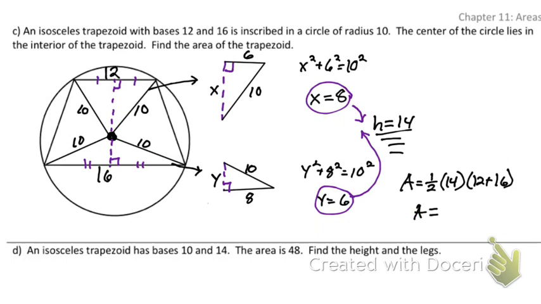Grant, do you have a question or the answer? Answer. All right, what is it? 196. Do you agree with that? Can I get a second? I see heads nodding, so let's box that in. Cool.